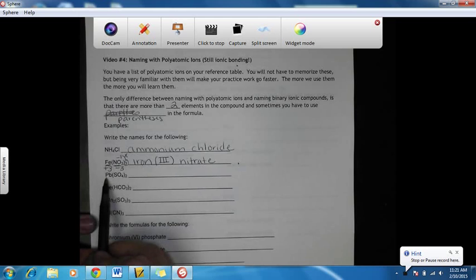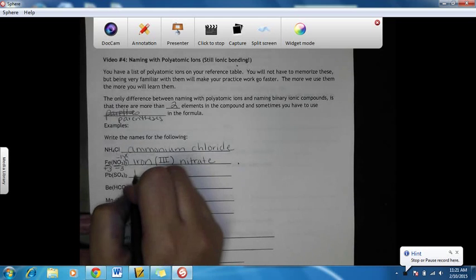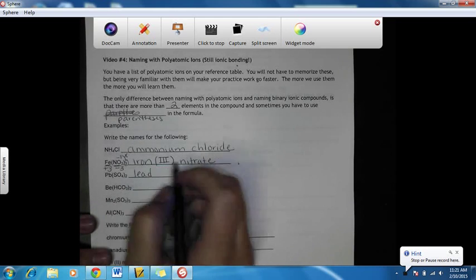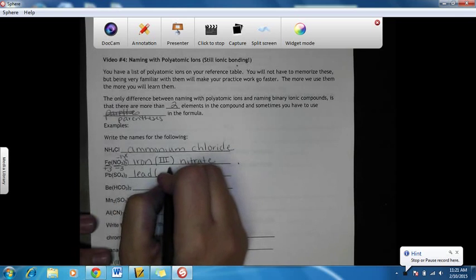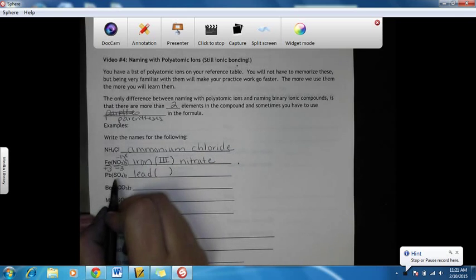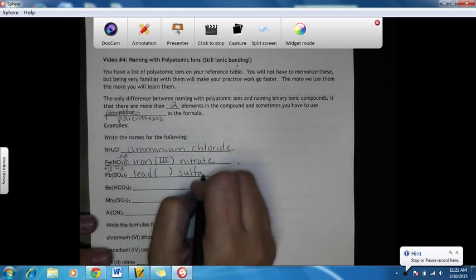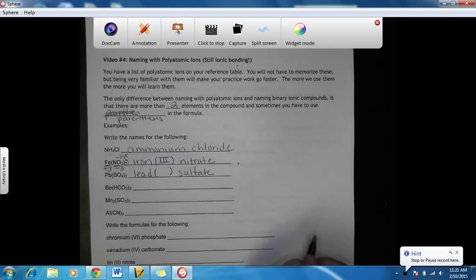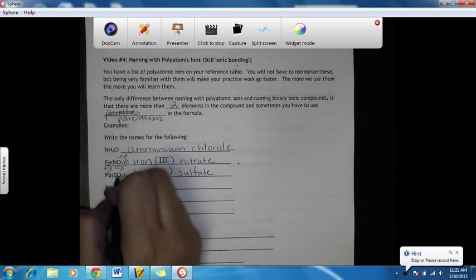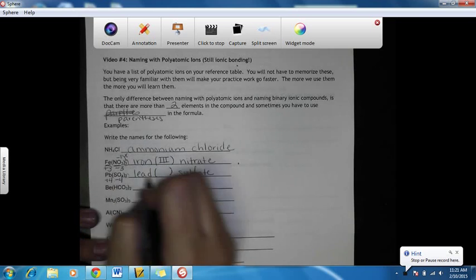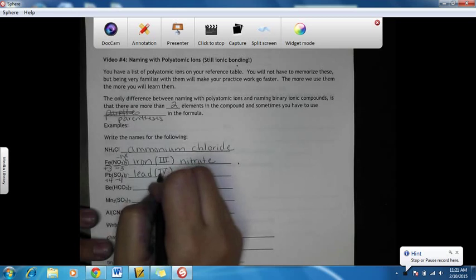And then here we have lead. Lead's in group 4, so that's not 1, 2, or 3, so we have to put our parentheses in here. And then SO4 is called sulfate. In our reference table sulfate has a -2 charge, and there's 2 of those, so that makes that -4, so lead has to be a +4. So this would be lead 4 sulfate.